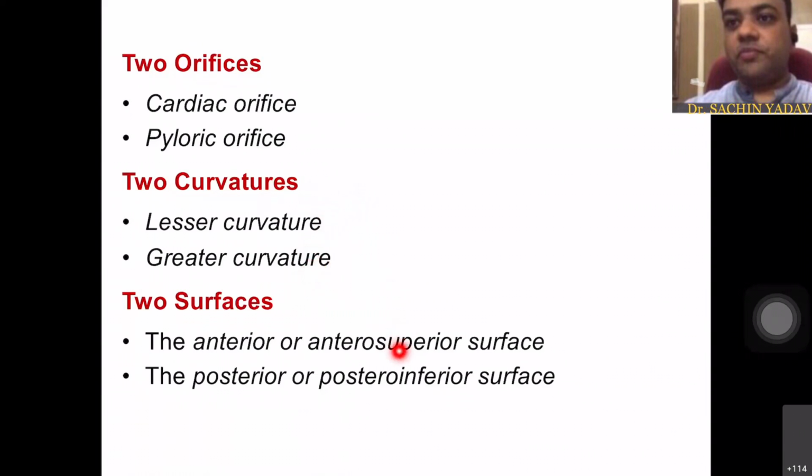The two surfaces are the anterior or anterosuperior surface and the posterior or posteroinferior surface. Why anterosuperior or posteroinferior? Because the stomach is not lying completely vertically but slightly obliquely, passing from above downward and slightly anteriorly and toward the right side. Therefore the anterior surface is slightly facing upward and the posterior surface slightly inferior, because of the presence of some structures in the posterior aspect of the stomach, which form the stomach bed.